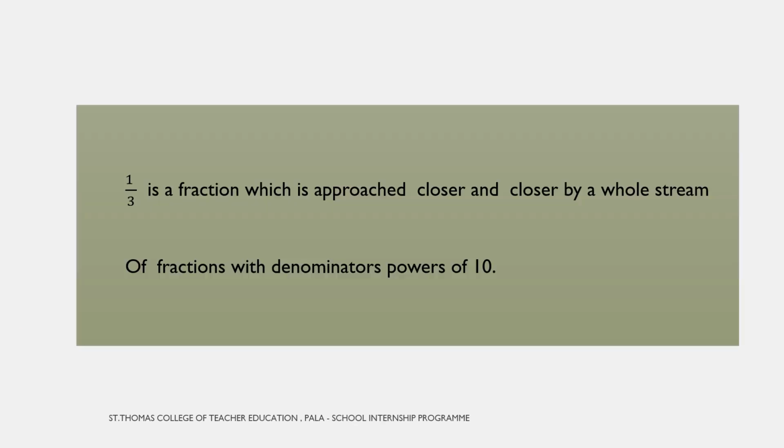In short, we can say that 1 by 3 is a fraction which is approached closer and closer by a whole stream of fractions. Here, the whole stream of fractions are 3 by 10, 33 by 100, 333 by 1000 and so on, whose denominators are powers of 10, isn't it? So, read once again. 1 by 3 is a fraction which is approached closer and closer by a whole stream of fractions with denominators powers of 10.